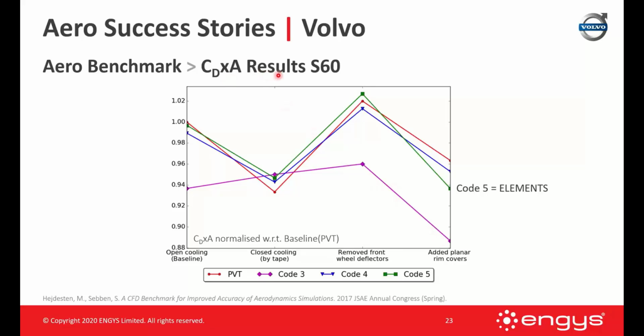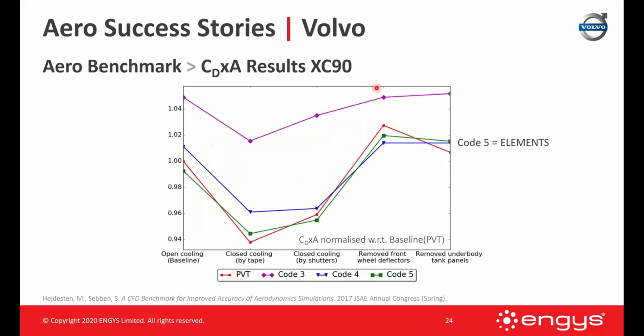For CDA results of the S60, we see fairly good agreement between code 4 and code 5 with experiment. Again, the green line is elements. So here, this is CDA results for the S60. And then CDA for the XC90. Again, we see elements performing very well against these different configurations compared to the experimental results.